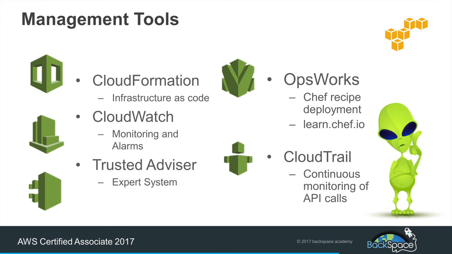We also have OpsWorks, and that is another deployment tool like CloudFormation, but it uses chef recipes. It doesn't use a JSON template, it uses chef recipes for deployment of that infrastructure. You don't need to be an expert in chef for the AWS Certified Associate course, but if you want to learn about chef, go to learn.chef.io and there's some very good resources there on that. But again, you don't need to know chef to pass the AWS Certified Associate exam.